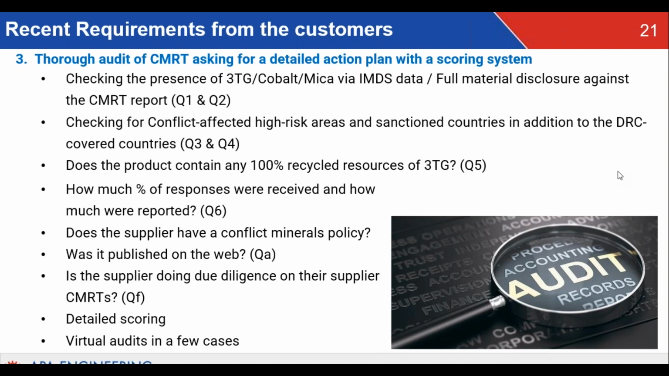And most importantly, do the suppliers who supply to you have a conflict minerals policy? Have they published it yet? And is your supplier really doing due diligence, or are they giving you random information because they assume that nothing is going to be verified? So a lot of detailed auditing is really required by the customers. We have seen this increase over the last couple of years, two years to be precise. And then they also want TTS scoring metrics. And sometimes customers also prefer virtual audits in some cases. So these are the three latest requirements that we have seen an increase over the last two years. And I'm going to move over to the next slide.